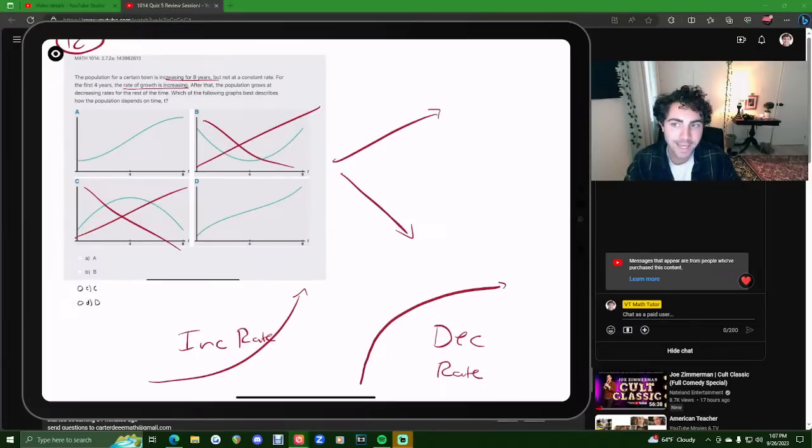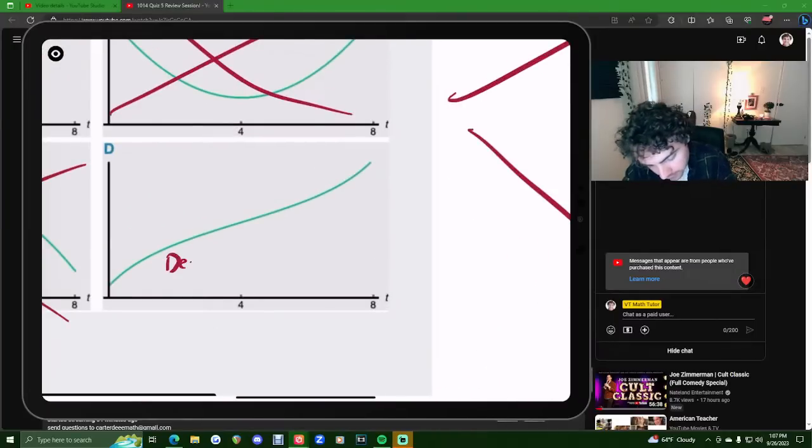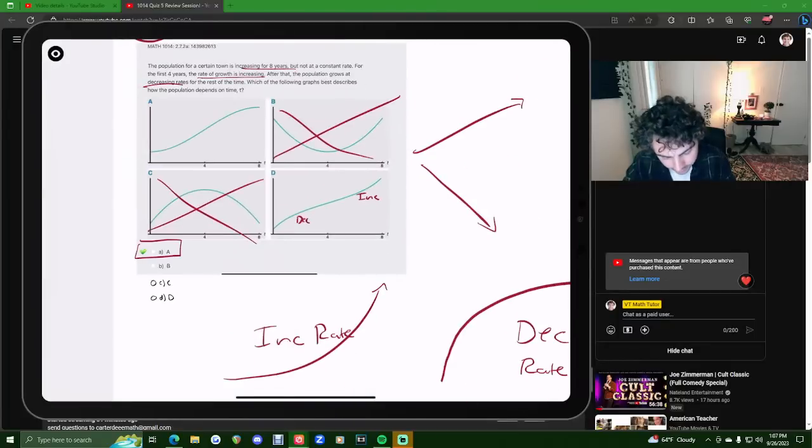Okay? Anyway, so in the first half, the first 4 years, it's increasing, and then the second half should be decreasing. So we're looking for something that starts like this and then goes like that, and that is option A. All right. D would be if they had said decreasing in the first 4 years and then increasing in the second 4 years. Okay?